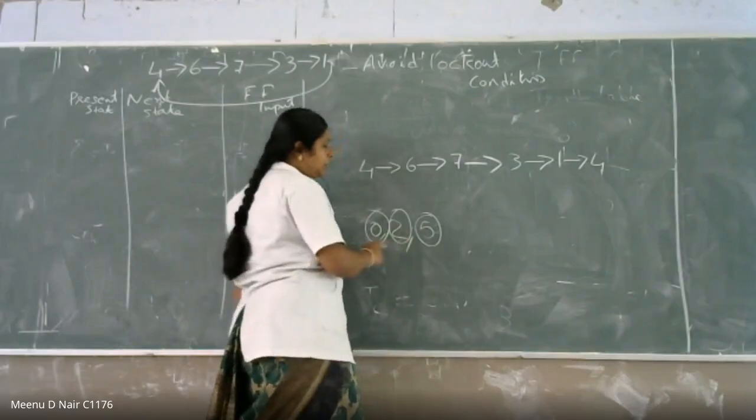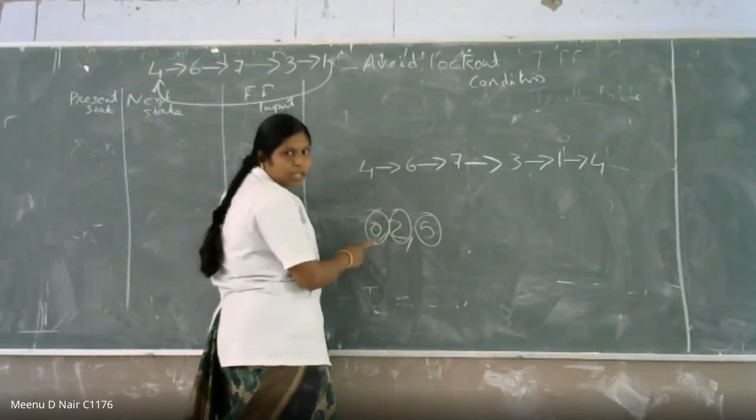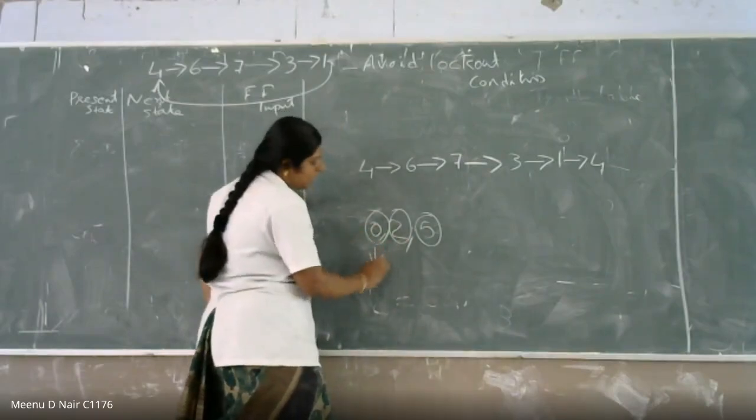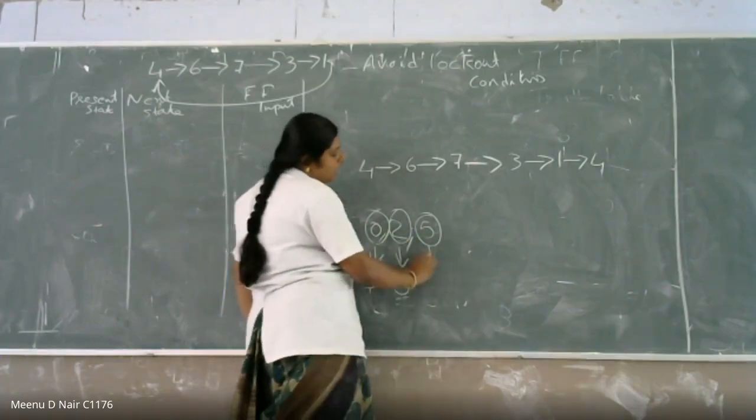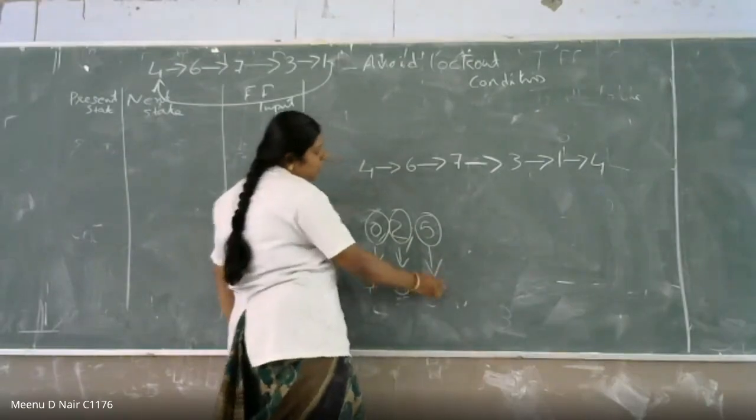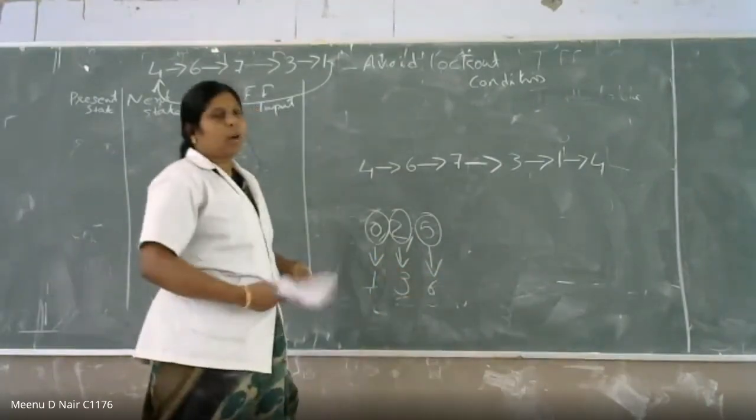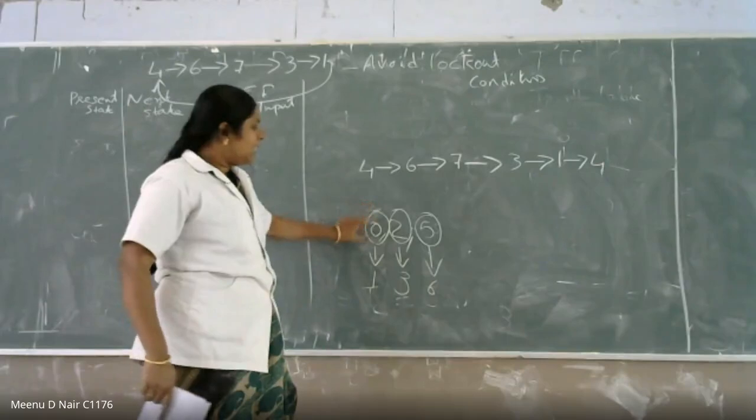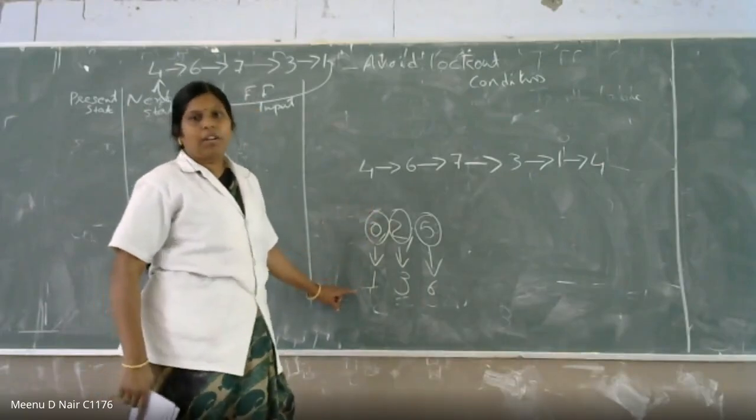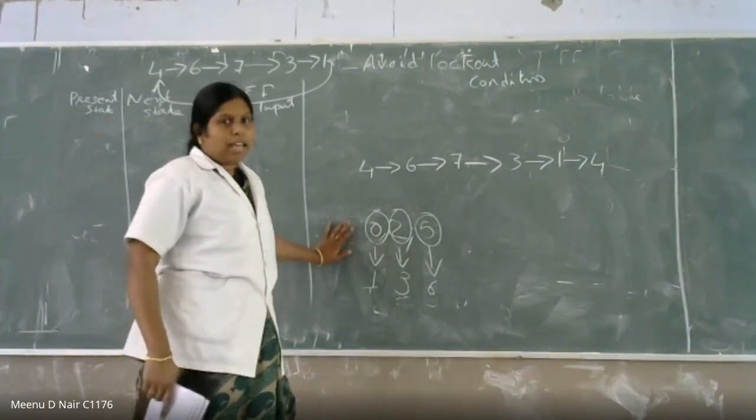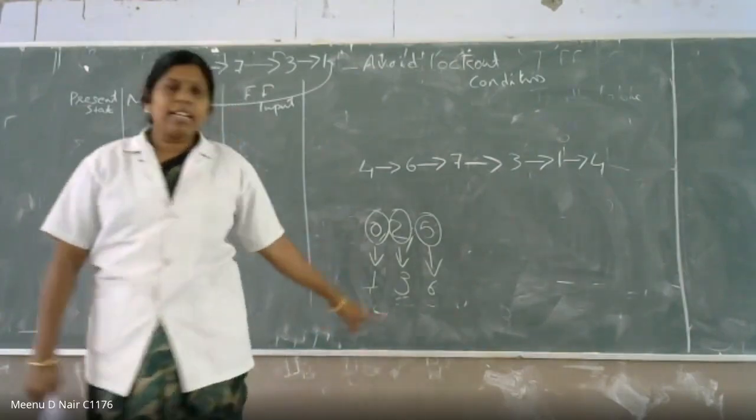So what is the next state of 0? The next state of 0 is 1. The next state of 2 is equal to 3. The next state of 5 is equal to 6. Whenever the counter is in one of these conditions, it has to move to the next state. This is the assumption we are going to take.